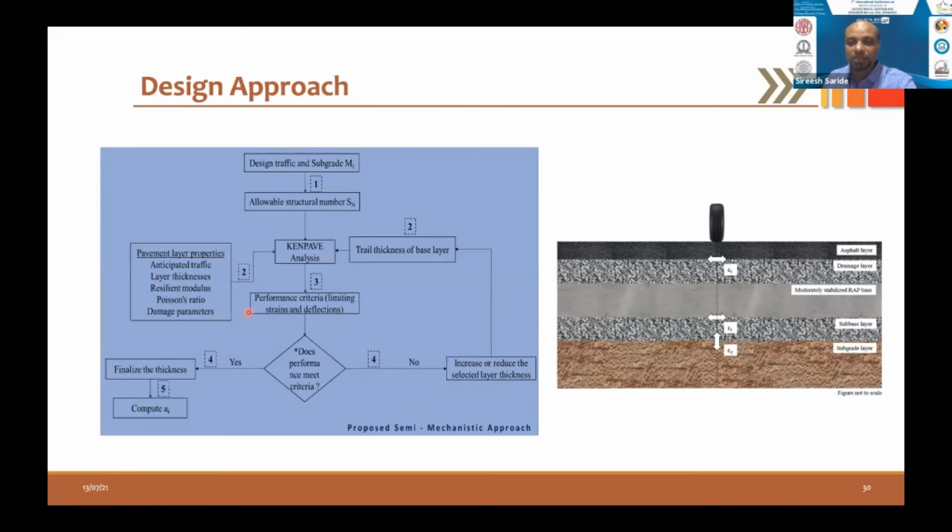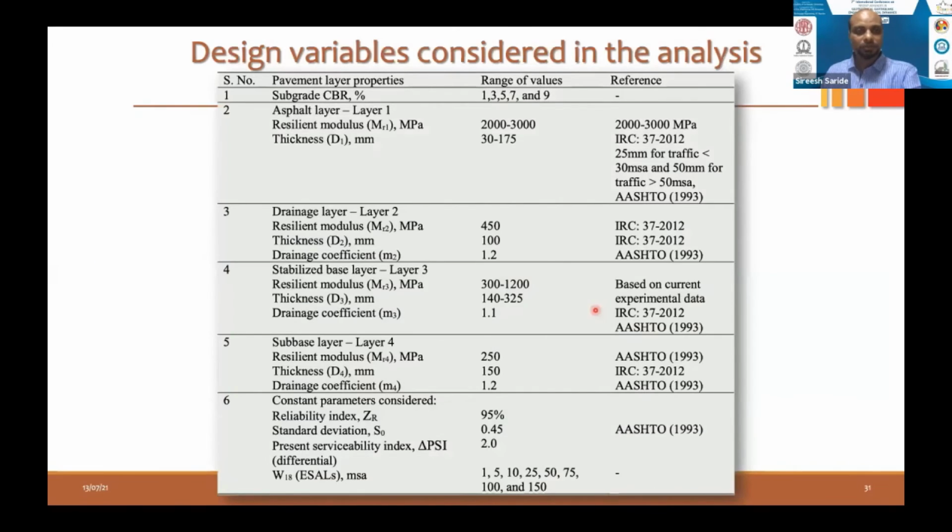design here. So this is a typical cross-section of the material of the new construction process that we have introduced. So here a drainage layer is provided above the moderately stabilized RAP base, because drainage will not be very high when the material is stabilized with any stabilizer. Right. So these are different variables that we have used.